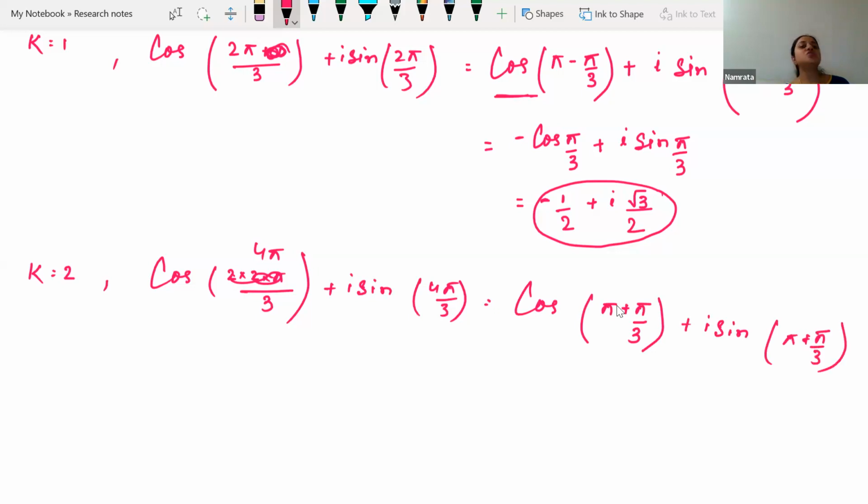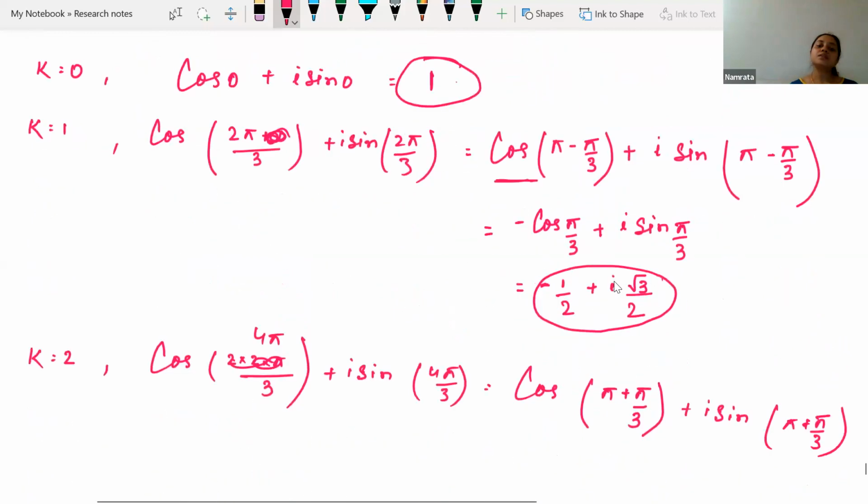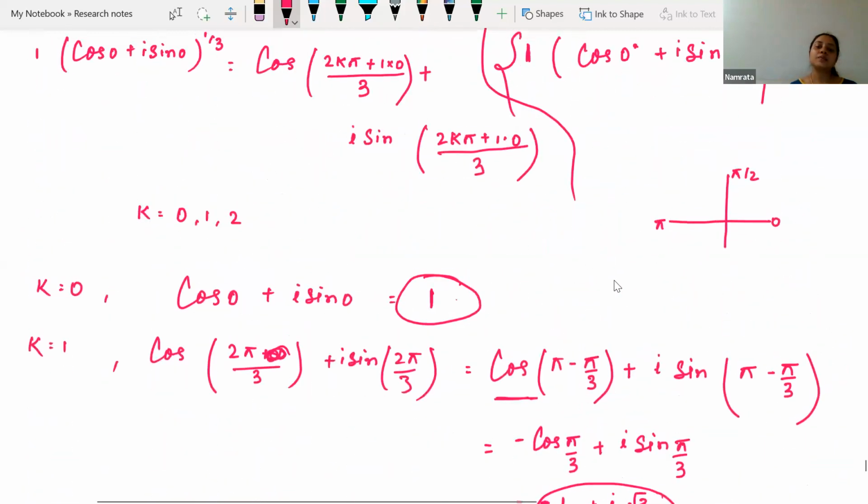On pi the trigonometric function doesn't change, but we need to see which quadrant it's lying in. So pi plus theta, which quadrant is it lying in? Pi plus theta. Third.